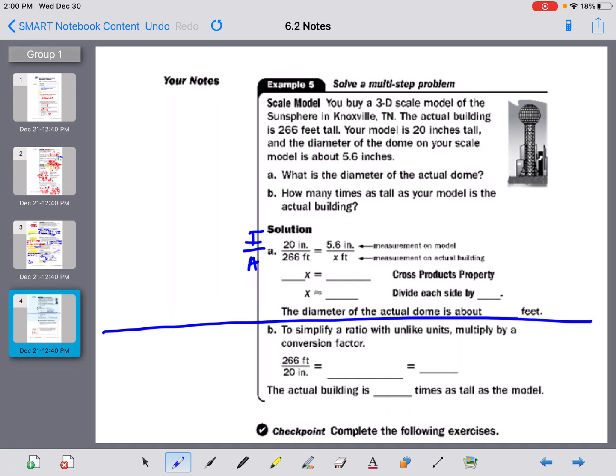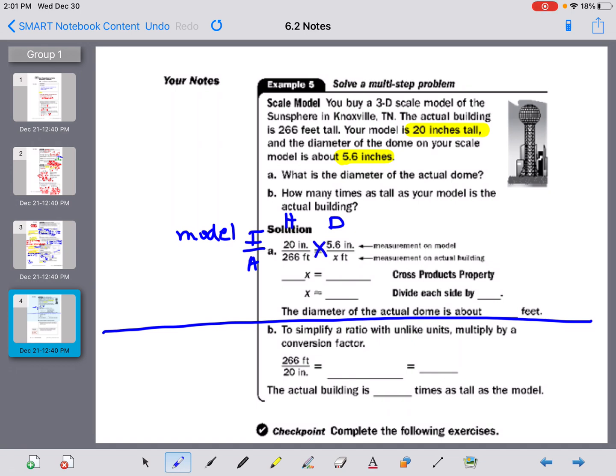And just so we're keeping straight, my image, which is the model, because it's not the actual thing, I have 20 inches tall, and my dome is 5.6 inches. So my image is my model, right? And I'm talking about my height, and I'm talking about the diameter. So I'm just kind of keeping words here so I keep track. So on my model, I'm 20 inches tall, and I have a 5.6 inch diameter. So on the actual, I have 266 feet tall, or height, and I don't know my diameter. So I put an X there, and I have the setup.